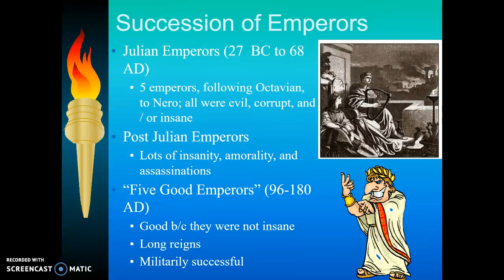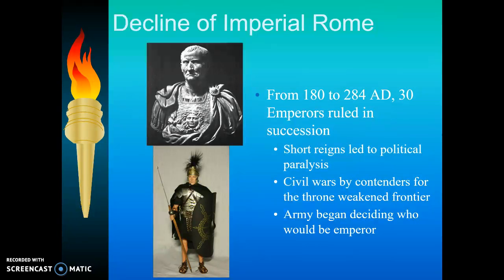Post-Julian, for the next 30 years or so, they were mostly insane, amoral, and most of them did not live their lives out. They were assassinated. There were 5 good emperors whose 90 years roughly of rule coincides with the end of the Pax Romana. They were good mainly because they were not insane. They were militarily successful at stabilizing the borders of the Roman Empire, and they had, again, long reigns, which meant stable rule. Now, the decline of imperial Rome came about in the following 100 years.